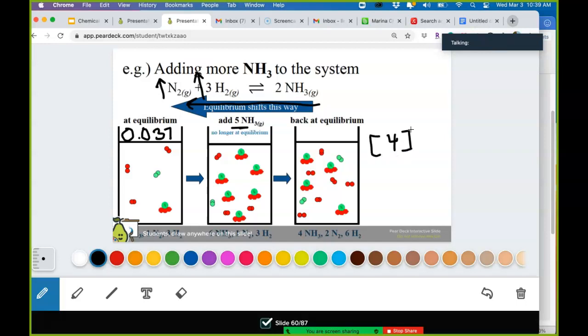So 4 squared divided by 2 divided by 6 cubed, products divided by reactants raised to their coefficients. What do you get? Equilibrium is reestablished with new concentrations, but the same exact equilibrium constant. The equilibrium constant did not change with concentration. Yes, you have more stuff, but you have more stuff relative. You have more of everything, for that matter.